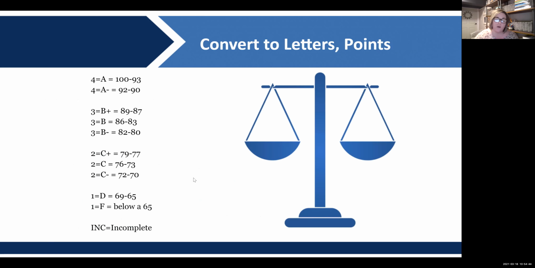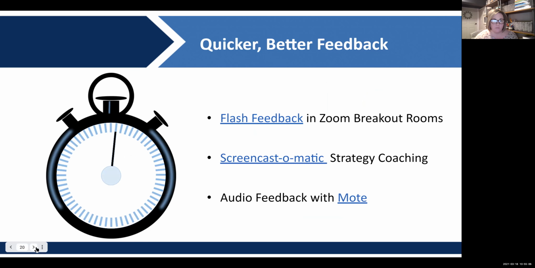How do you convert that particular scale to letters and points? This slide aligns to our expectations here at Damon College. And when it comes time to report in a far more traditional way, you have the opportunity to do that right here.